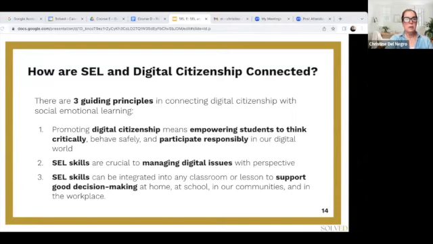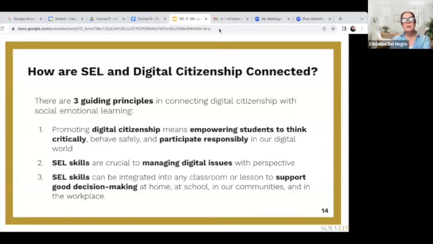Okay, so how are SEL and digital citizenship connected? There are three guiding principles in connecting digital citizenship with social emotional learning. And I think that a lot of this just makes a lot of sense. Seeing how they go together, sometimes some of it is very obvious, some things may be less so. So, promoting digital citizenship is empowering students to think critically, behave safely, and participate responsibly in our digital world. When I think about digital citizenship and citizenship in general, I feel like they're pretty similar, the golden rule: treat others the way you want to be treated, be respectful, be accepting, be open, all of those things.